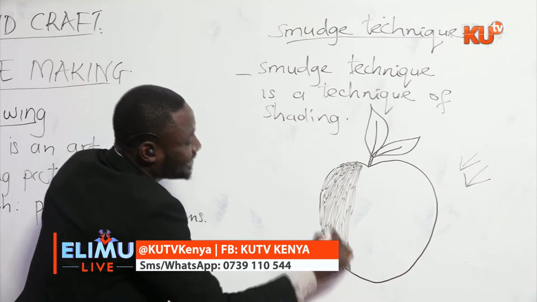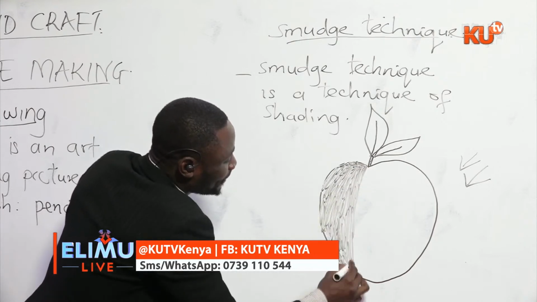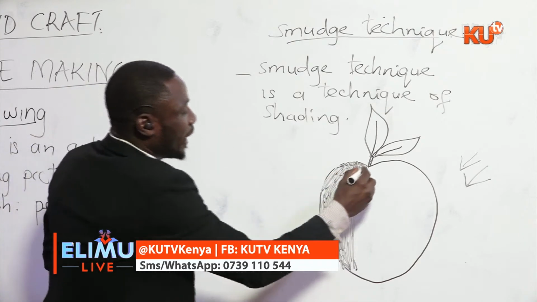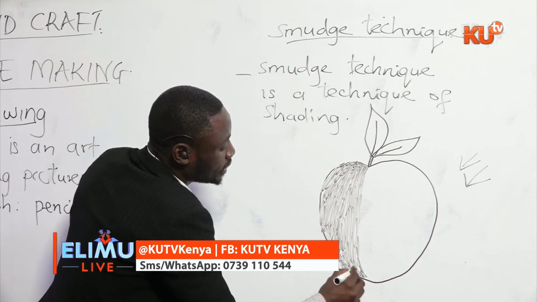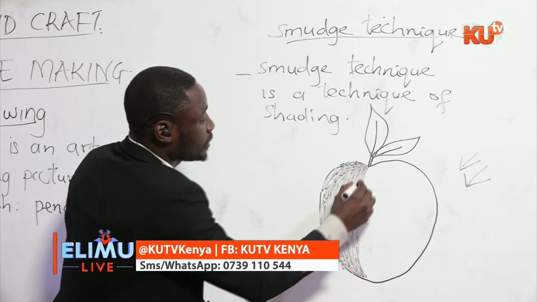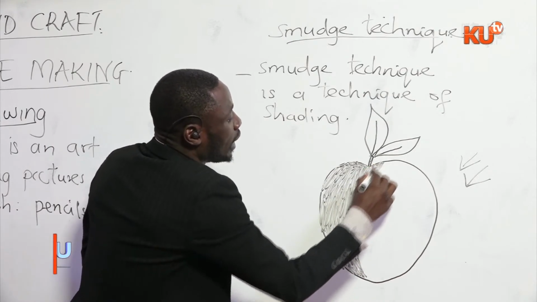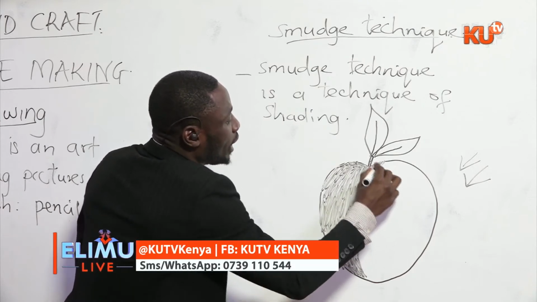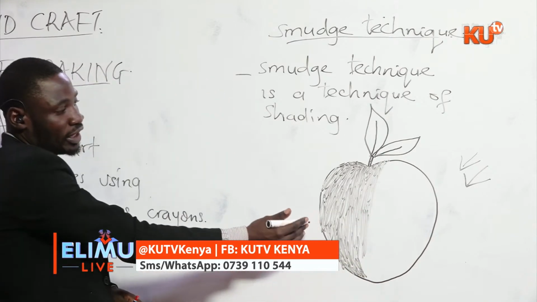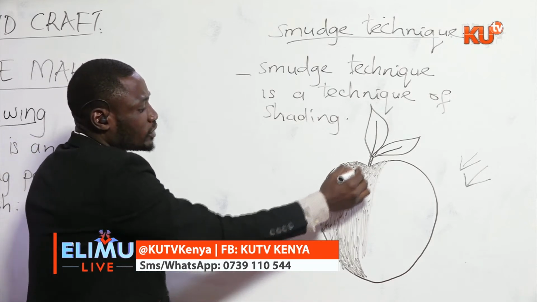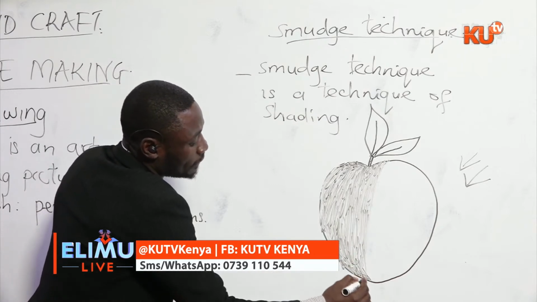And like I said earlier, on my pineapple I chose this side, the left hand side, to be darker, because that is where there is no light, or there is less light. This other side that has more light will have less shade. So as you shade the darker part, make sure you press your pencil so that it appears darker.